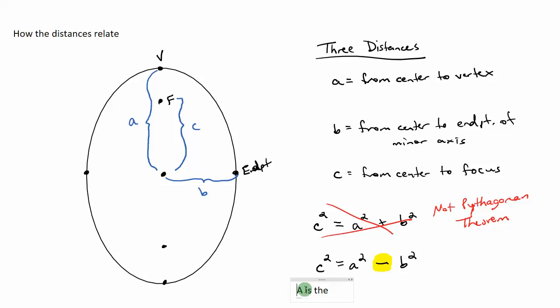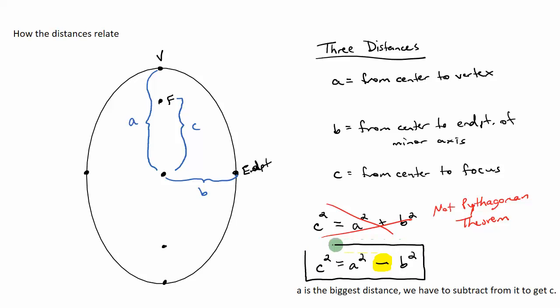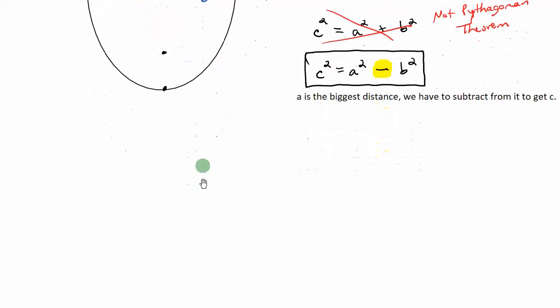A is the biggest distance. We have to subtract from it to get c. Alright, so we have to take something away from A to get the smaller distance c, and that's usually what helps me remember this equation. So c squared equals a squared minus b squared. So let's go look at an example of this now. We'll do a horizontal ellipse just so we understand that this works for any ellipse.